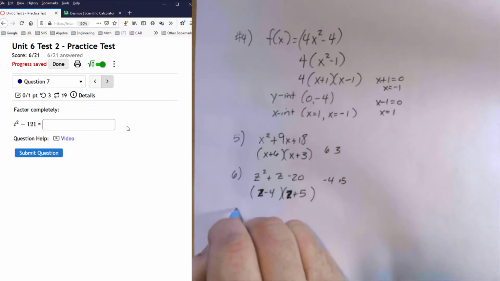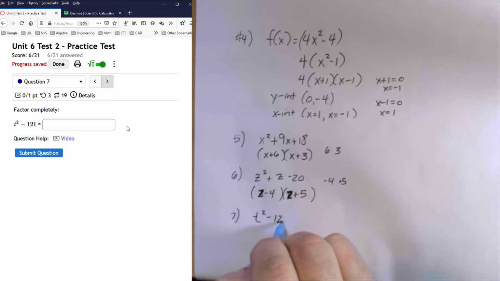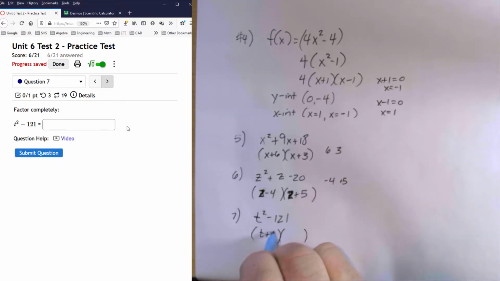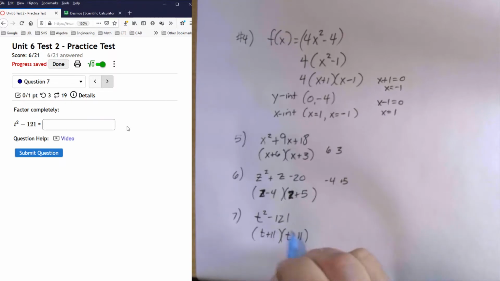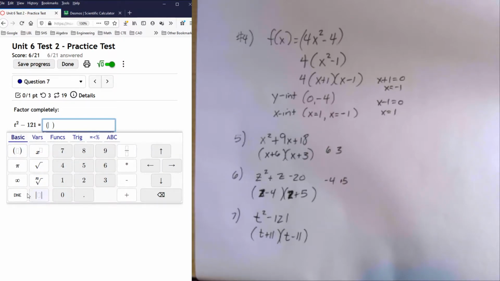Number 7, they ask us to factor that completely. I can tell that that's the difference of two squares. Right? 121 is 11 squared, and t squared is t squared. And so this is going to be t plus 11 and t minus 11. So the difference of two squares, right, we just take the square roots. One's positive and one's negative. So this time we've got t minus 11 and t plus 11.